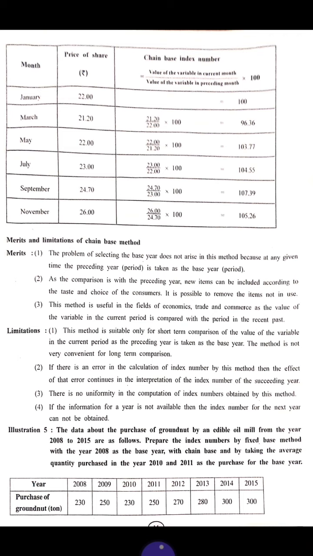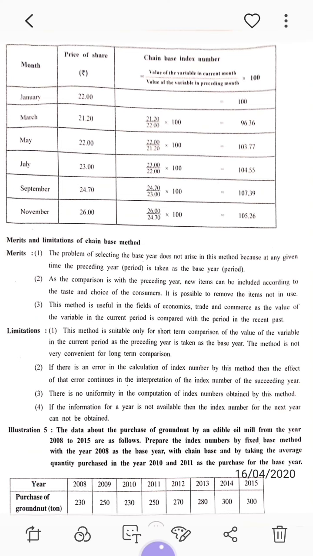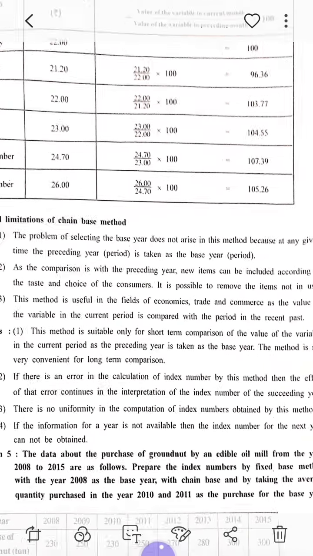So the index number cannot be found out in that case if any of the values is missing, and that also becomes one of the limitations of your chain based method, right? So these are the merits and the demerits, or the limitations, of your chain based method index number. Now children, over here the fifth sum I'm going to give you in homework.